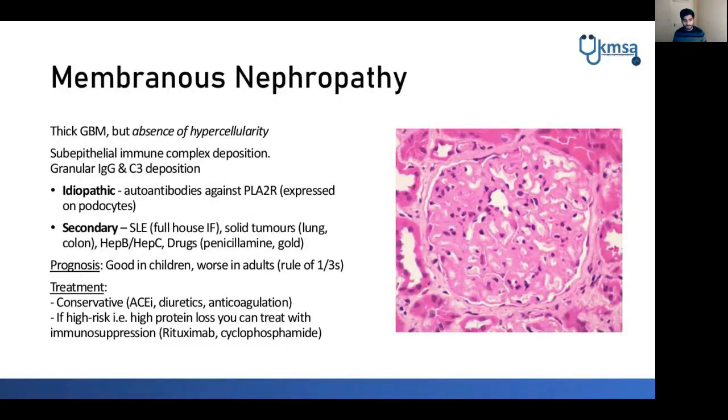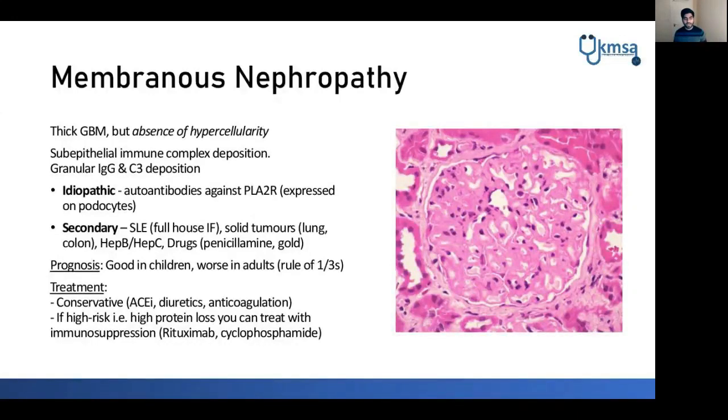Again, it can be idiopathic or secondary. The important thing to know in this one is that if it's idiopathic, you'll expect to see autoantibodies against the phospholipase A2 receptor, which is something they may ask you in MCQ. Prognosis, good in children, and rule of thirds in adults means a third will get better, a third will stay the same, and a third will progress on to end-stage renal disease.